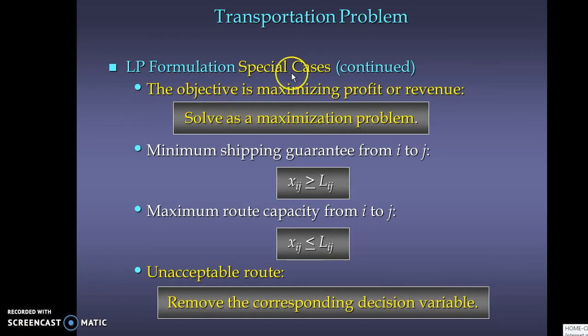Okay, another special case. We're usually trying to minimize cost. If you're the shipper, you might want to be maximizing cost. In that case, you would want to solve it as a maximization problem. Last special case I really want to point out to you is that there's sometimes an unacceptable route. Again, a source might not be able to ship to a destination. If we have that kind of condition, we simply remove the corresponding decision variable.